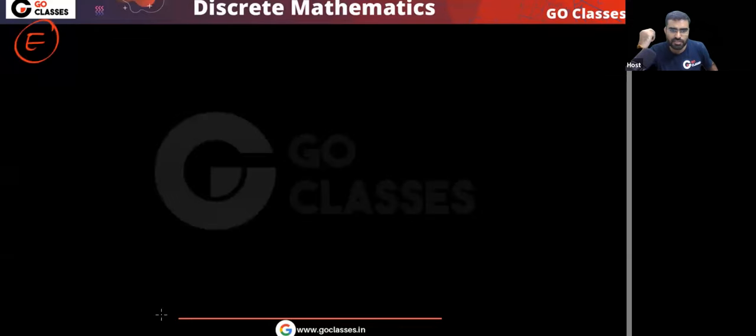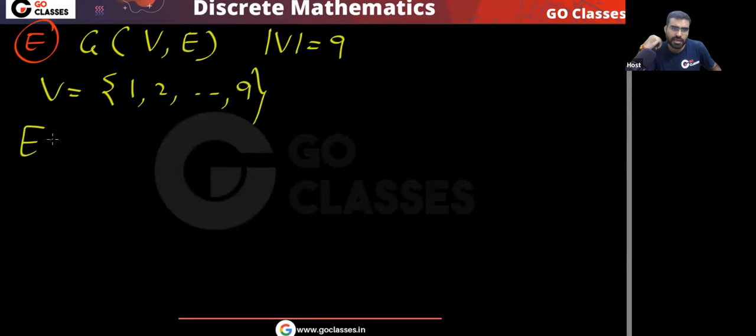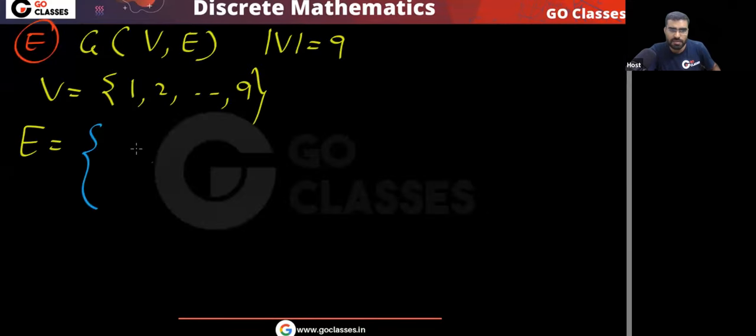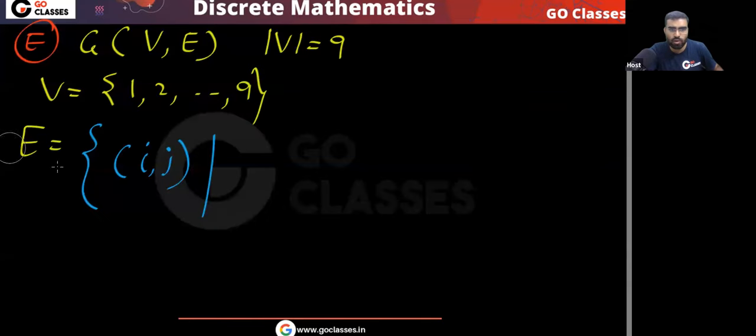The graph has 9 vertices. The number of vertices is 9. These are the vertices, V equal to 1, 2, and so on to 9. Now, what are the edges? The question is saying, this is the set of edges. You have an edge between i, comma j. When can I say there is an edge between i, comma j?